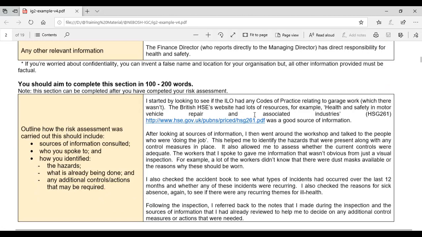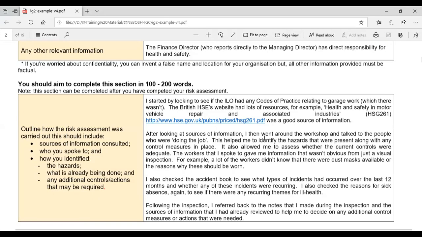The British HSC website had lots of resources, for example. So you are giving your references as per your research and understanding, just as per the risk assessment scope. If that scope is covered in any international standards, you can give those links.